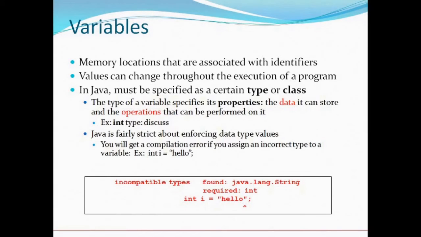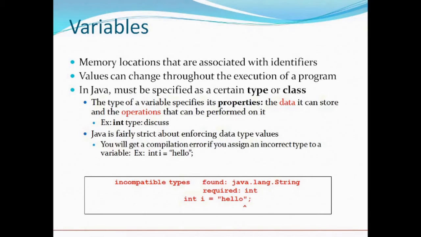Okay, so I'm going to continue my discussion of variables. Now, as we all know, variables are of two types. First are the primitive variables, they are 8 in number, and the other category belongs to the reference variables. So memory locations that are associated with identifiers are called variables, and values can change throughout the execution of a program. Whenever you are creating a variable, it can change. So the values of the variables of various data types can change.